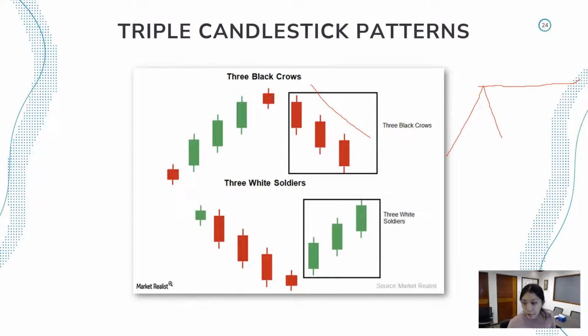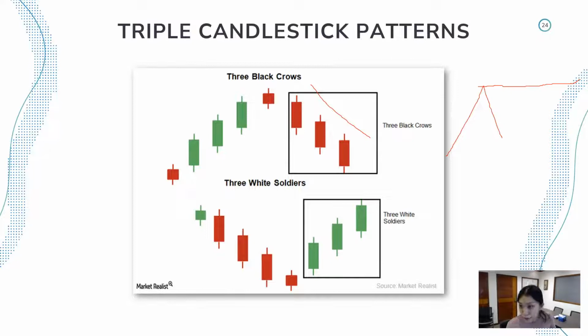So how do you identify these three black crows? The three candlesticks have to be consistently similar, the same shape, same size, same length. They have to be the same. Another factor to look at is that they need to be fully grown crows. They cannot be baby crows. If they are baby crows, it's not considered a valid one. So they have to be full grown to be valid.